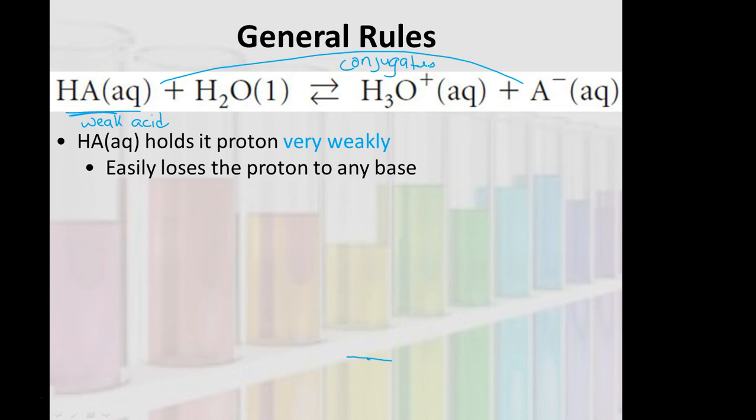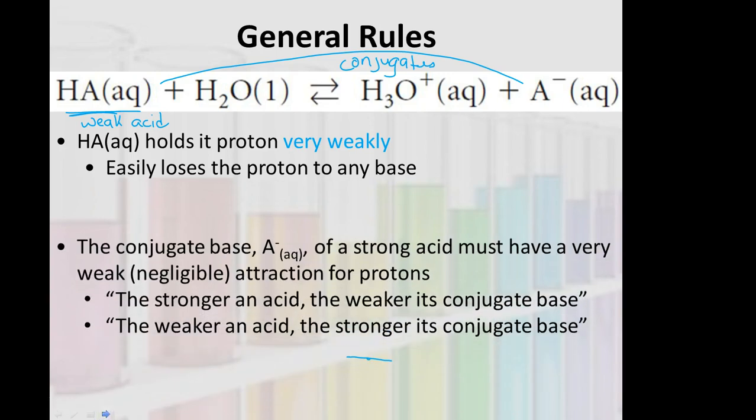So a weak base holds its protons weakly, but it holds them less weakly than a strong acid, if that makes sense. But they will still easily lose their proton to any base that's present. Conjugate acid strength must be very weak. The stronger an acid, the weaker its conjugate base. The weaker an acid, the stronger its conjugate base, which is repetitive. I already wrote that down.